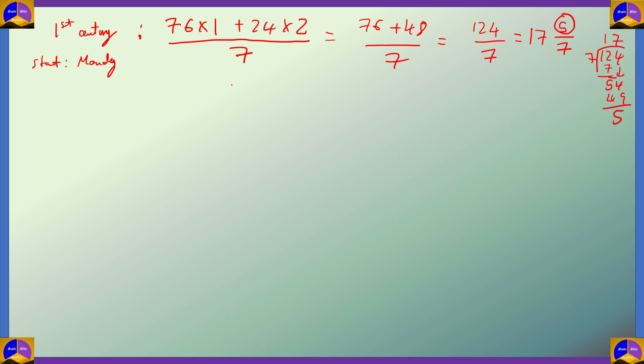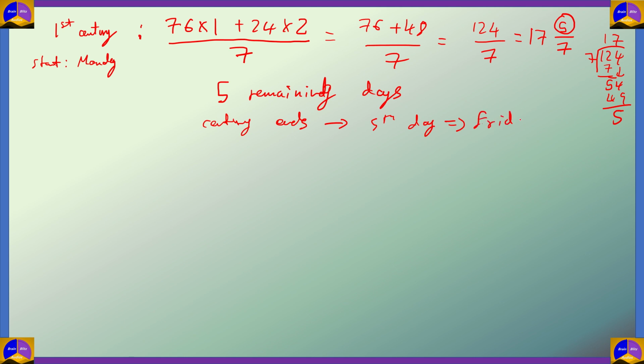This 5 here represents the 5 remaining days. So 5 days in the first century are odd. So that means the century ends with the 5th day of the week, which is a Friday. We're using the Monday to Sunday system. So therefore the week starts on a Monday and it ends on a Sunday. So the 5th day of the week would be a Friday. So this is the calculation for our first century.